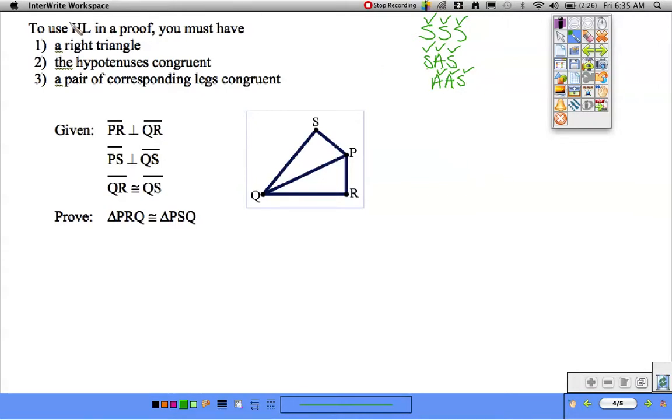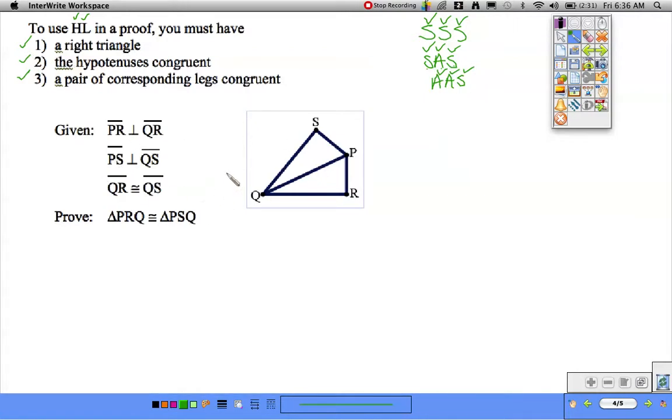Well, people look at hypotenuse leg and think, oh, if I list the hypotenuse and I list the legs, I'm good. But every theorem requires you to list 3 things. Yes, you have to list the hypotenuse. Yes, you have to list the pair of legs that you're using congruent. But you've got to remember, you don't have a hypotenuse and you don't have a leg unless you have a right triangle. So you need to tell whoever's reading your proof, oh, by the way, I'm using hypotenuse and legs because I have a right triangle. So let me show you how you would say that in your proof.